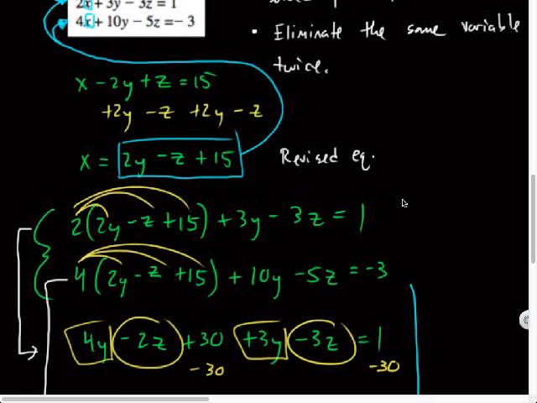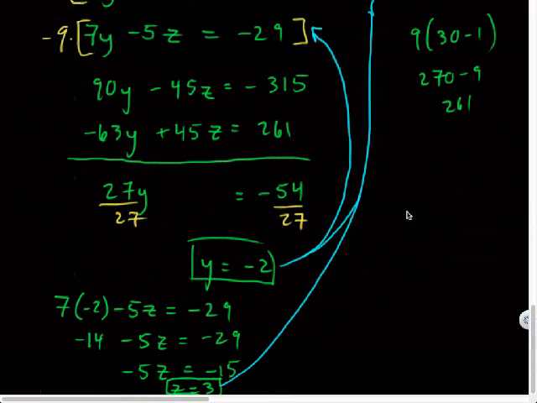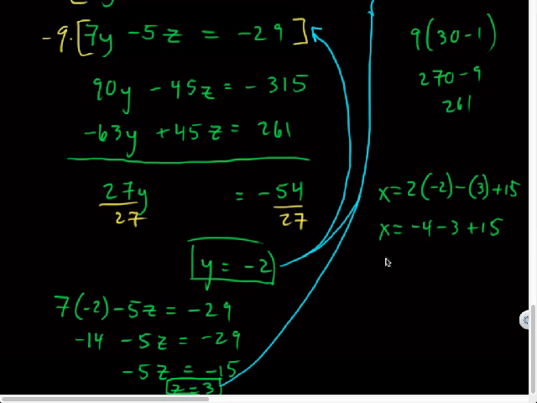This is where multiple colors can be helpful. So x equals 2y minus z plus 15. I'll do that down here. So x equals 2 times y, which was negative 2, minus z, which is 3, so minus 3. Was that plus 15? Thank you. And now I can just evaluate this. So that's negative 4 minus 3 plus 15, negative 7 plus 15, x equals 8.